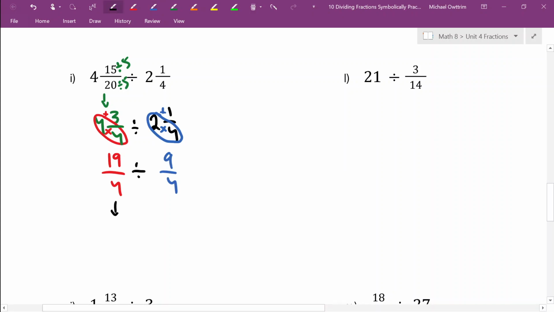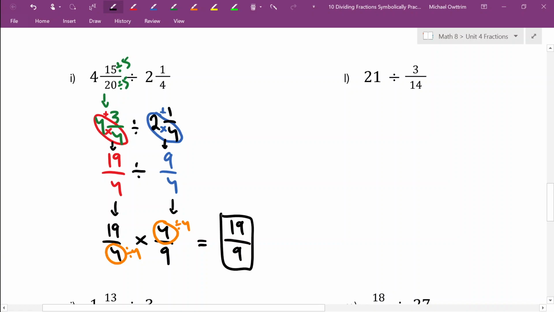And now we'll go ahead and flip and multiply. So we'll keep our 19 over 4, we'll change divide to multiply, and we'll flip our second fraction. At this stage, I'm going to divide out the common factor of 4 on the top and bottom, and that gives me my simplest form answer of 19 over 9.